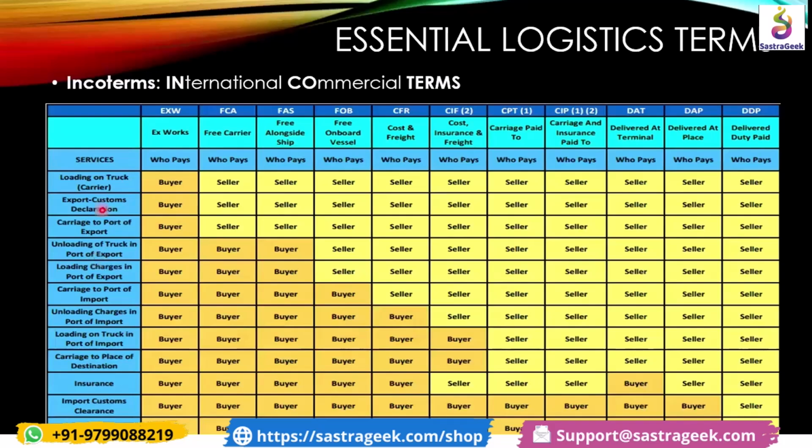So if I go with EXW as an Incoterm, everything has to be paid by the buyer, and ultimately it is the responsibility of the buyer. So it is not only the responsibility part, but ultimately who pays for those particular services also. If I go with DDP, everything will be paid by the shipper or the seller, and hence it will be called DDP as an Incoterm.